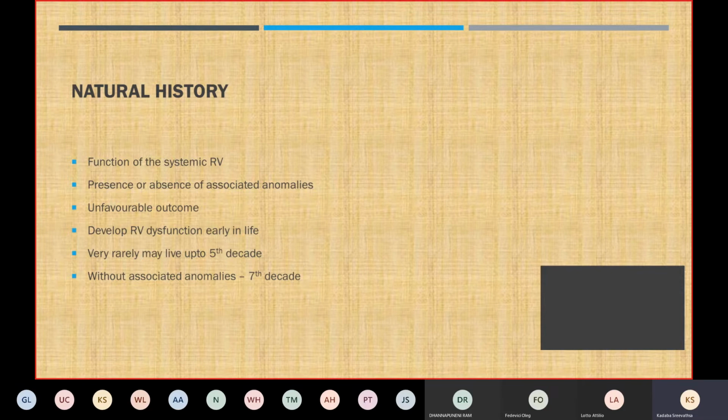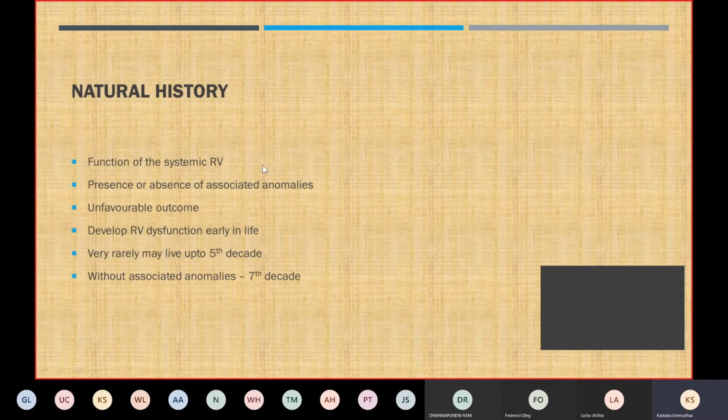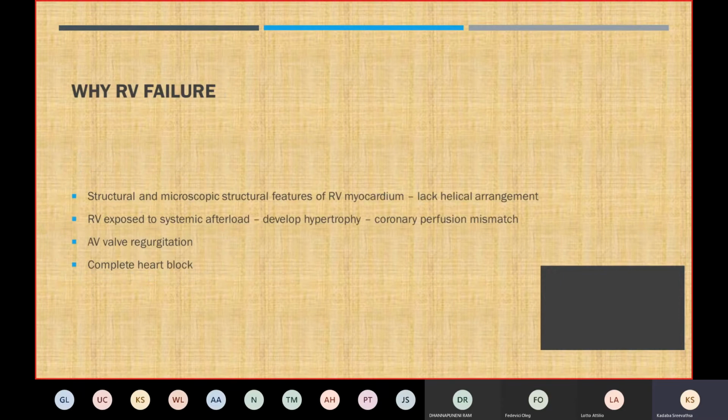They definitely have a lot of symptoms, and they don't have a normal or a good quality of life up to this age. Now, why is the quality of life not normal? Because the RV starts failing as the patient ages. Now, why does the RV fail? The RV does fail because the RV is the systemic ventricle here.